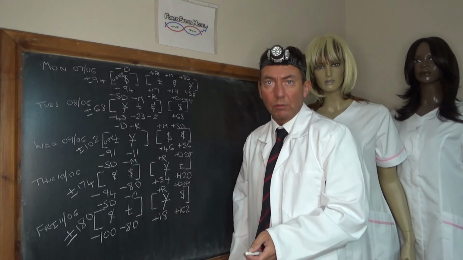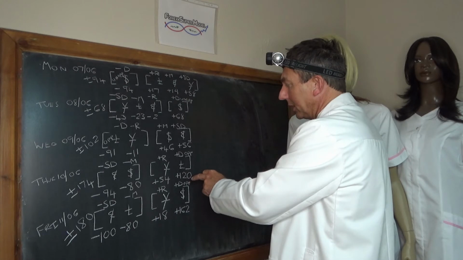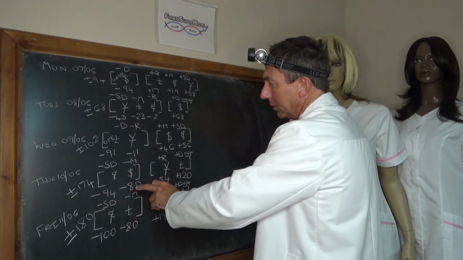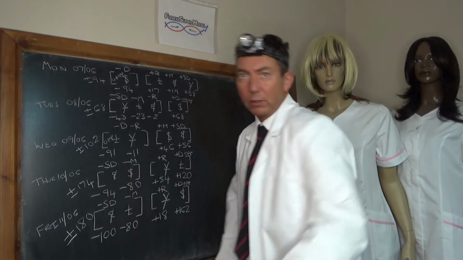activity plus or minus 102. Thursday, a positive opposed driver in the pound at plus 120, front and backdoor flows mainly coming out the euro at minus 94, out the dollar at minus 80, and the yen was the positive rock at plus 54, activity plus or minus 174.